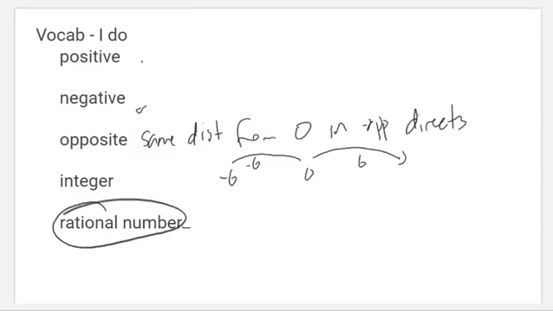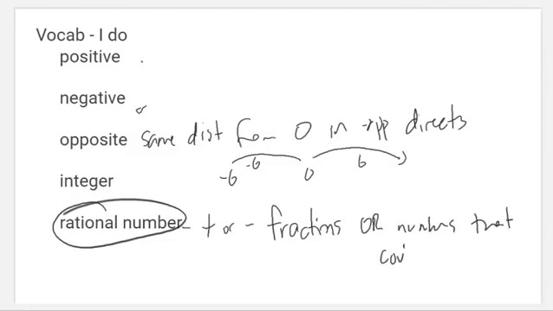Rational numbers are positive or negative fractions or numbers that could be fractions. Again, no need to write this, just listen and think with me right now. So integers are positive or negative whole numbers. Rational numbers are positive or negative fractions or numbers that could be fractions even if they're not already.